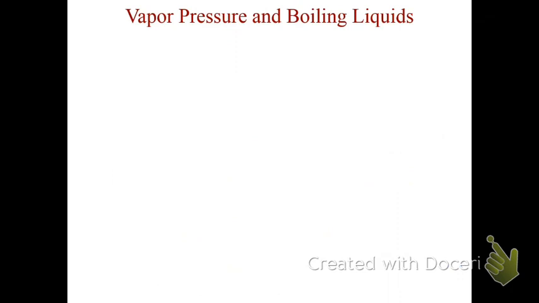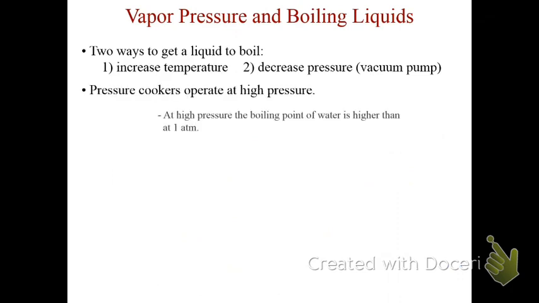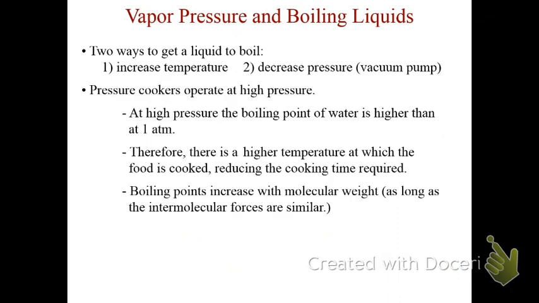There are two main ways that we can get a liquid to boil. The first way is to increase the temperature. This is the normal way that we would think about it. The other way is to decrease the pressure. This can be done using a vacuum pump.